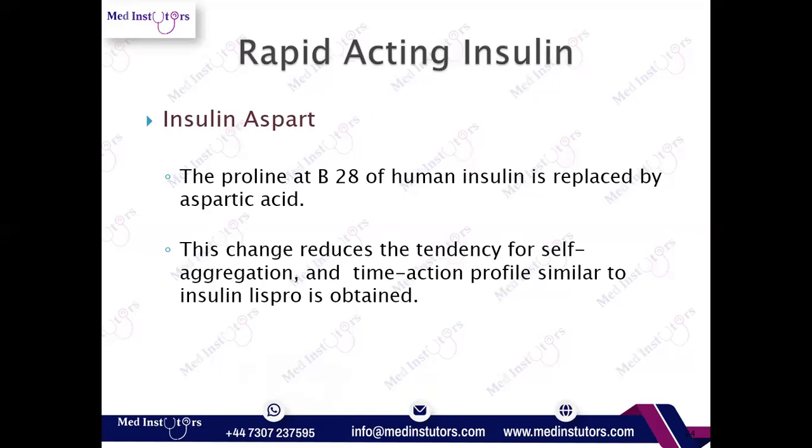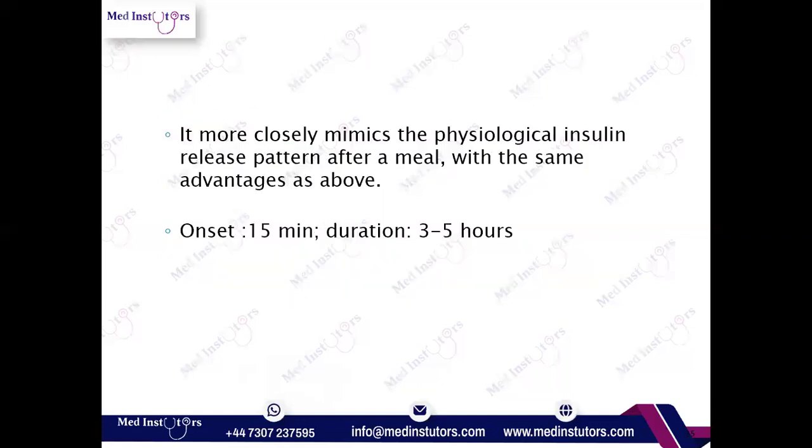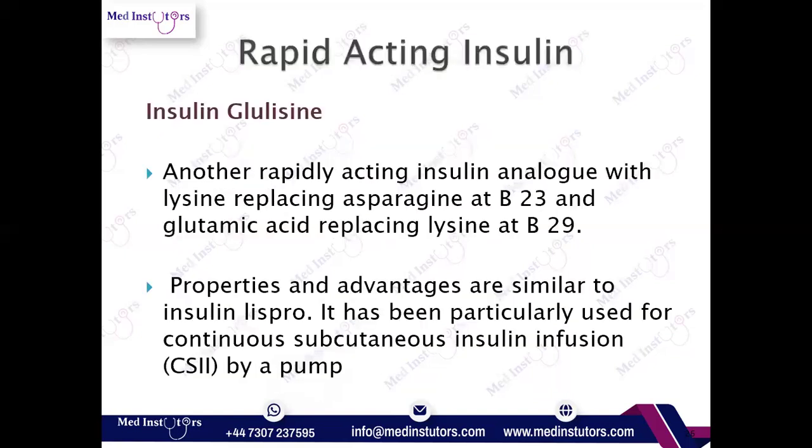Lispro, Aspart, Glulisine. These are the rapid-acting insulins. Here, in Aspart, the proline at B28 of human insulin is replaced by aspartic acid amino acid. This change reduces the tendency for self-aggregation, and the time action profile is similar to insulin Lispro. It more closely mimics the physiological insulin release pattern after a meal, with the same advantages as insulin Lispro. Onset is 15 minutes and action is 3 to 5 hours.